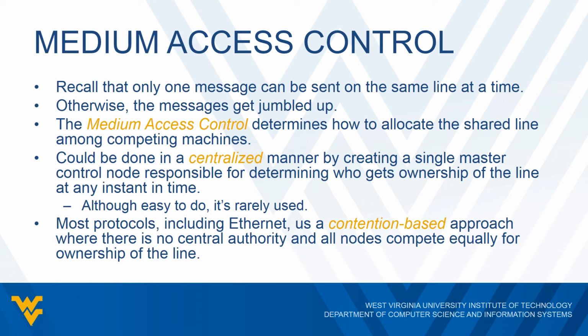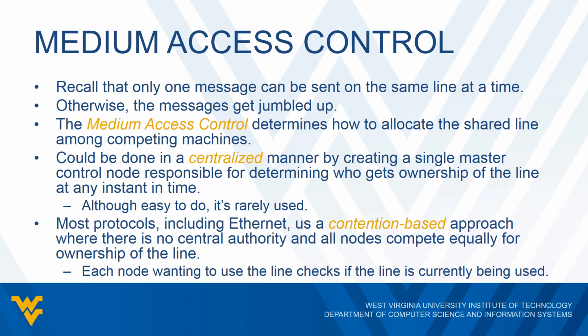So what most medium access control protocols do, including Ethernet, is use what's called a contention-based approach. Here, there's no central authority, and all the nodes equally compete for ownership of the line. Whenever a node wants to send a message, it first listens to the line. It checks whether the line is currently being used. If the line is idle, then the node will transmit its message right away. But if the line is busy, then the node is going to wait for the status, and as soon as it becomes idle, it transmits. So they're basically taking turns. You listen to the line to see if it's being used. If it is, you wait until the line is cleared, and then you send your message. Otherwise, you just send the message right away.